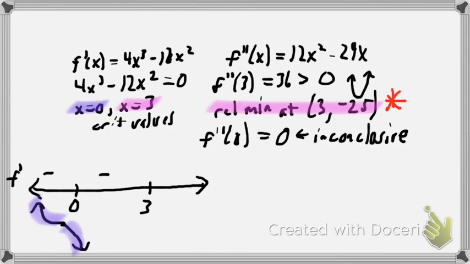Now, did you still have to check to see whether x equals 0 was a relative minimum or maximum when the second derivative test failed? Yeah, you needed to check. There are times where it could still be a maximum or a minimum value. All right, but it did turn out that it was neither in this case.